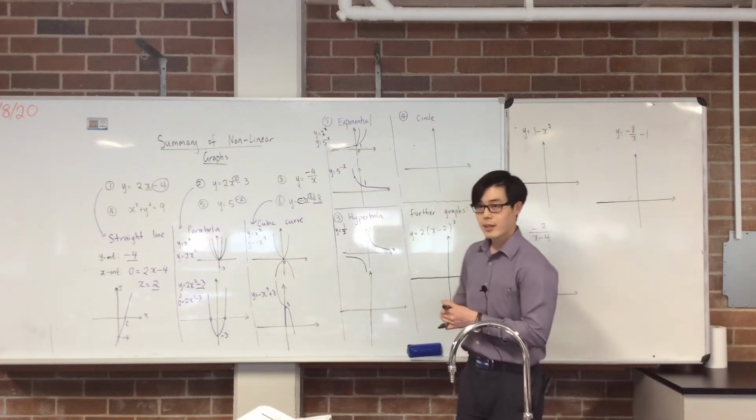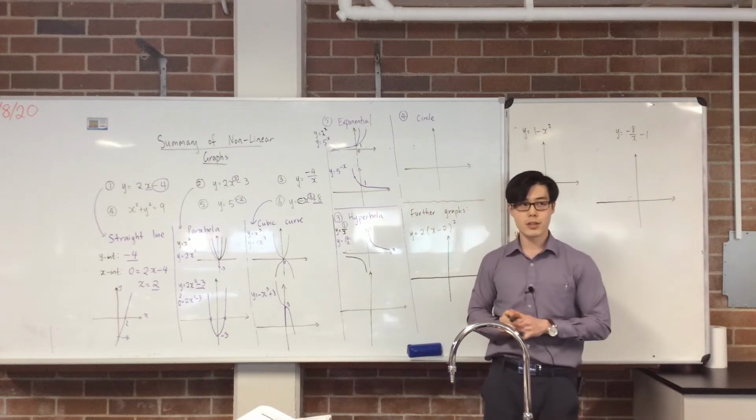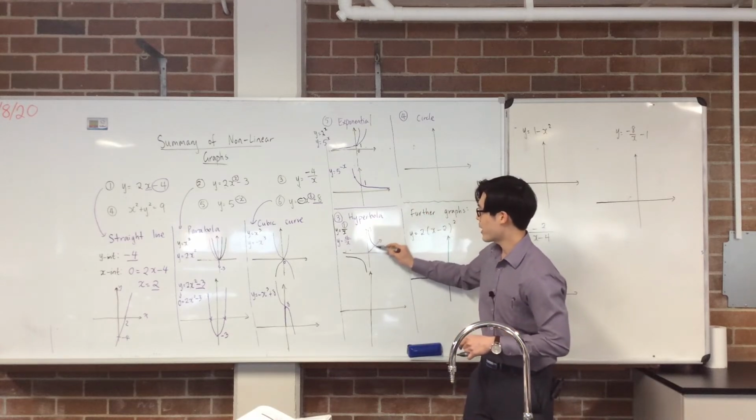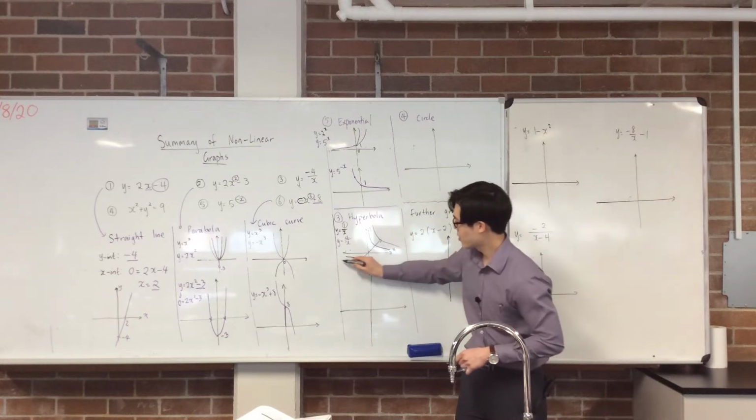Now, if the number on top increases, so let's say in this case we've got 4 over x, do you guys remember what happens to the curve? It moves further away from the origin. That's right, so I could just basically draw a curve like this. You have to draw 2.